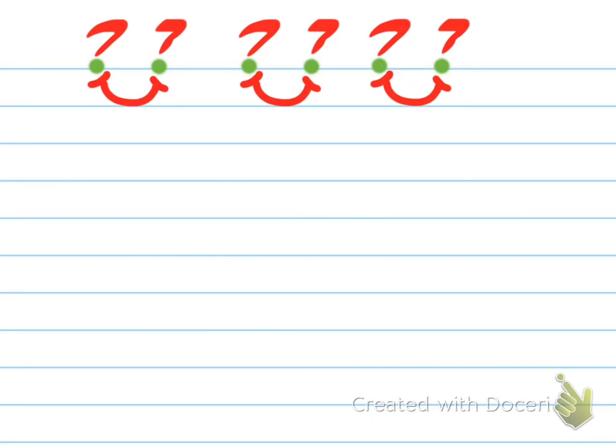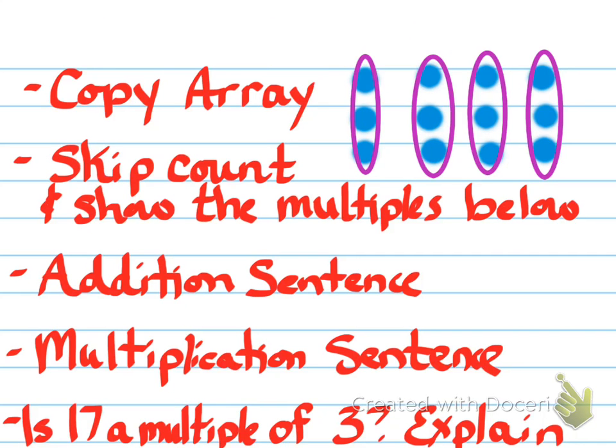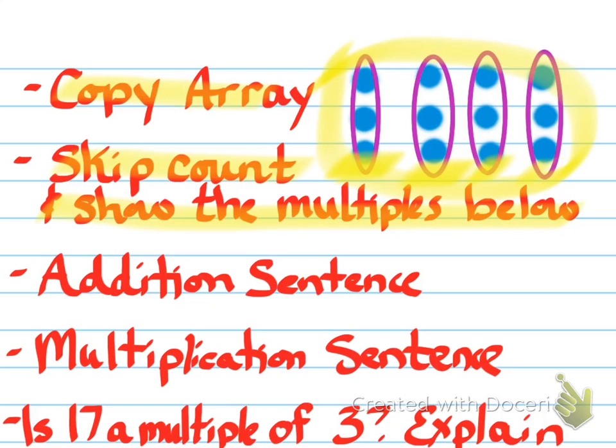All right, so here comes the question part of our homework. You will need to copy down this array right here. Then you'll need to skip count and show the multiples below each section of the array. Then you'll need to show an addition sentence, a multiplication sentence, and answer the question, is 17 a multiple of 3? And then you have to explain why or why not.